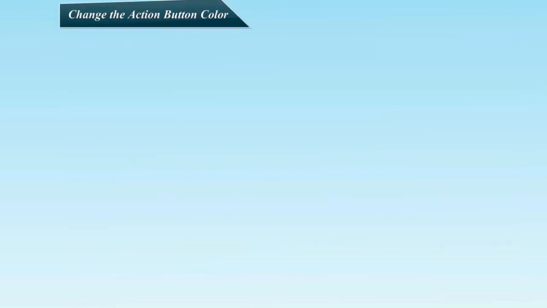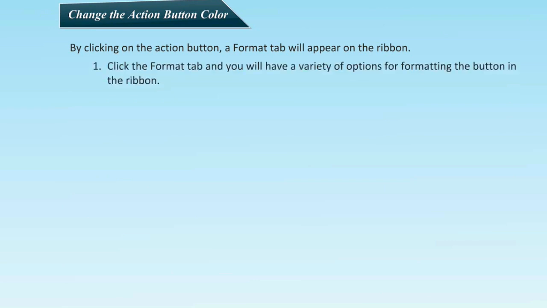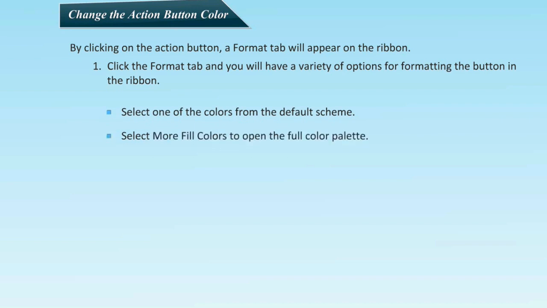Change the action button color. By clicking on the action button, a Format tab will appear on the ribbon. Click the Format tab and you will have a variety of options for formatting the button in the ribbon. Select one of the colors from the default scheme. Select More Fill Colors to open the full color palette. Select Fill Effects to choose a unique background pattern.